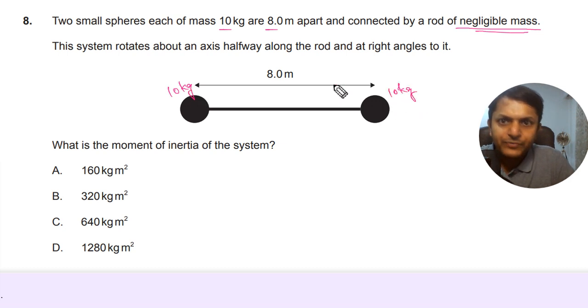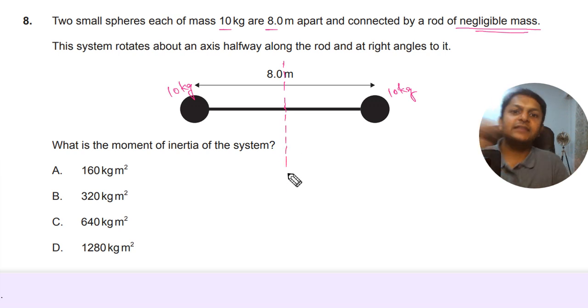Okay, fine, no problem. This system rotates about an axis halfway along the rod and at right angle to it. So clearly the axis is somewhat like this, and these two are rotating like this. Very good. What is the moment of inertia of the system? It's a simple and straightforward question.